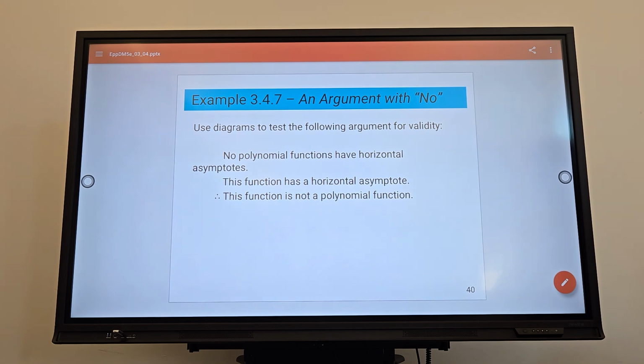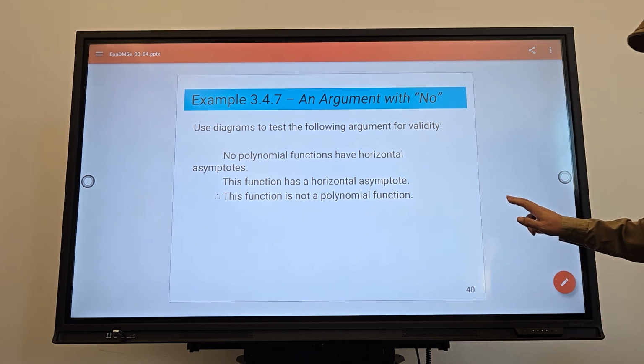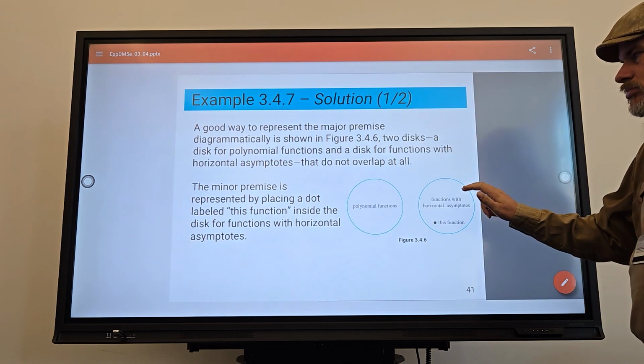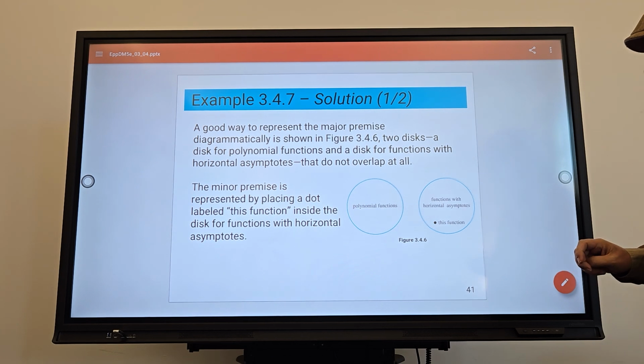Use diagrams to test the following argument for validity. No polynomial functions have horizontal asymptotes. This function has a horizontal asymptote, therefore this function is not a polynomial function. A good way to represent this is diagrammatically.